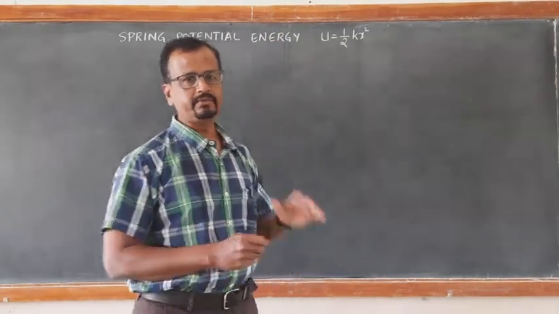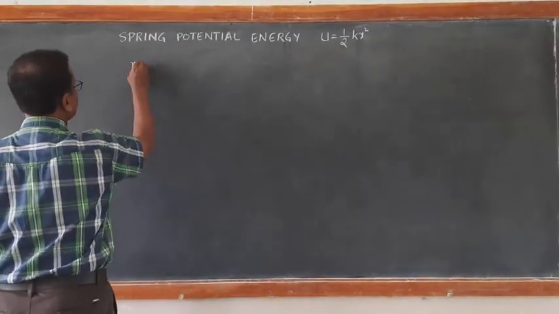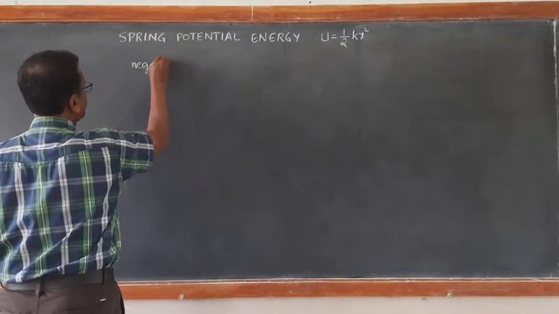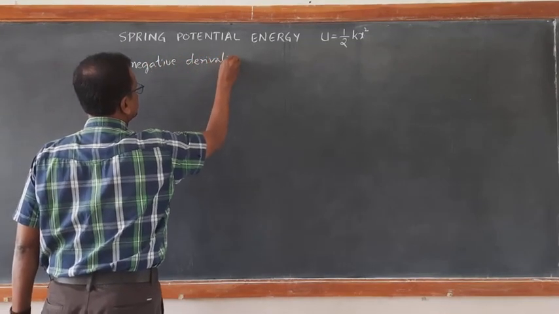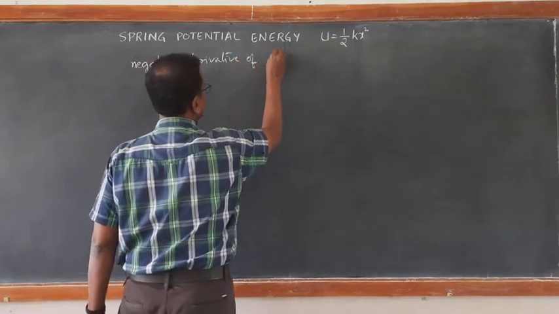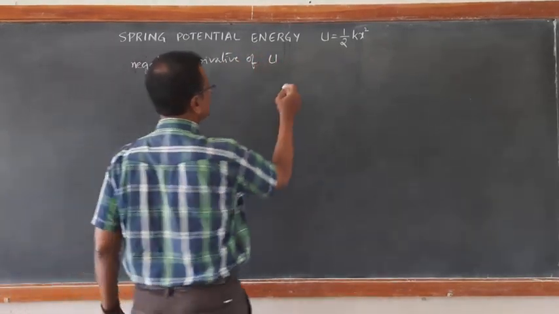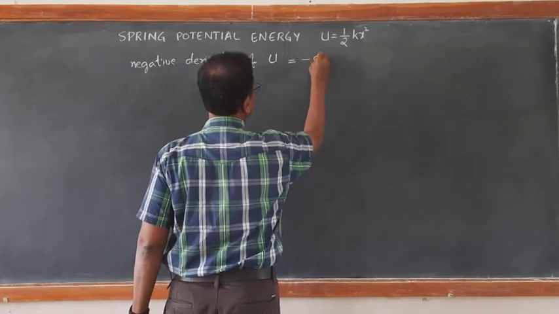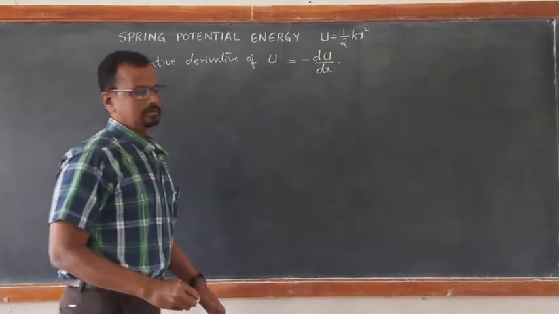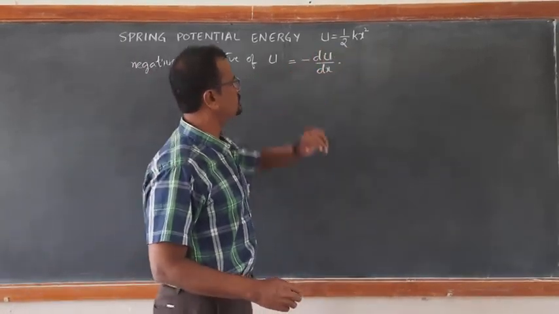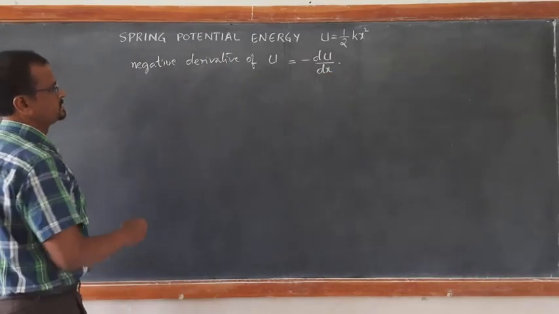Let us see whether we will get it or not. So, the negative derivative of U, if you carry out, I should get minus dU by dx. We have U equal to half kx square. So if we do minus dU by dx, what do we get? Let us see.